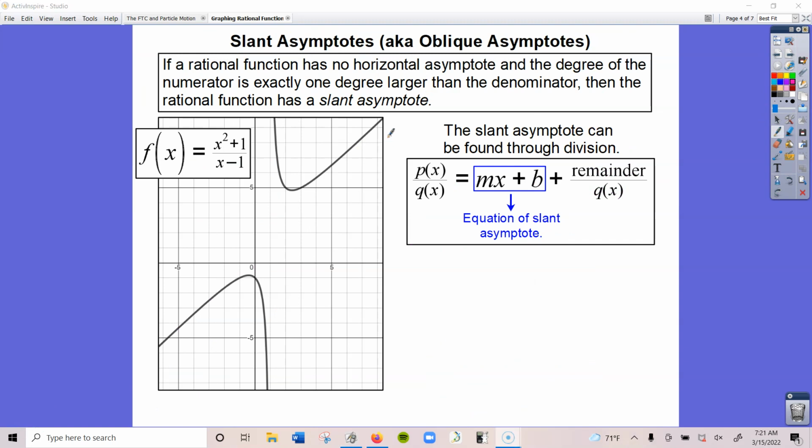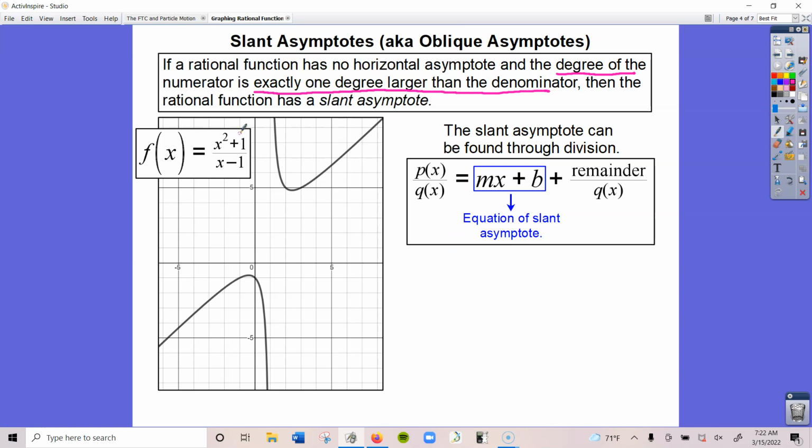Now, something that we did not discuss before is the presence of any slanted asymptotes, also called an oblique asymptote. Now, if there is a slant asymptote, you will have no horizontal asymptote, and the degree of the numerator is exactly 1 degree larger than the denominator. That's how you know you're going to have a slant. If that's the case, then you're going to have to figure out what the equation of the slant asymptote is. So let's look at how we do that.